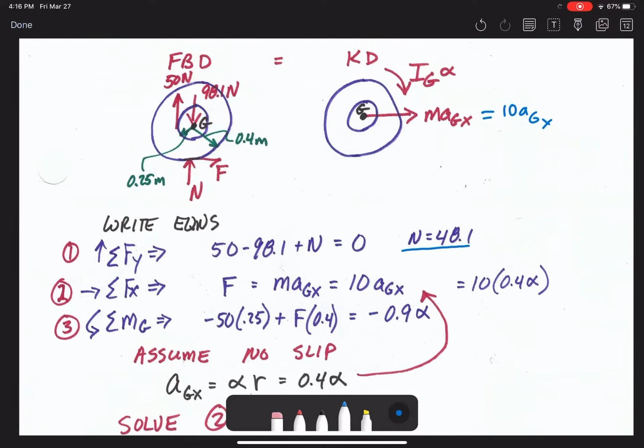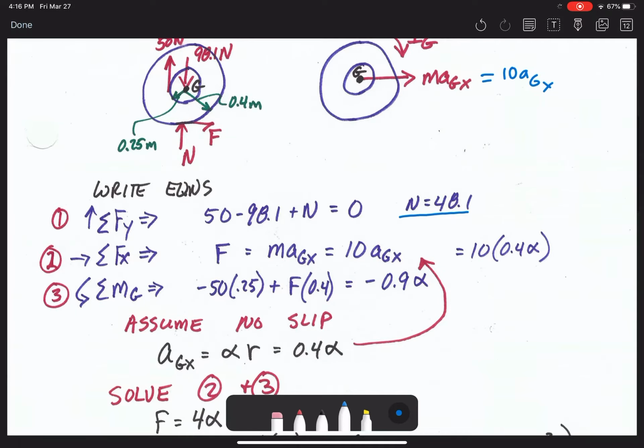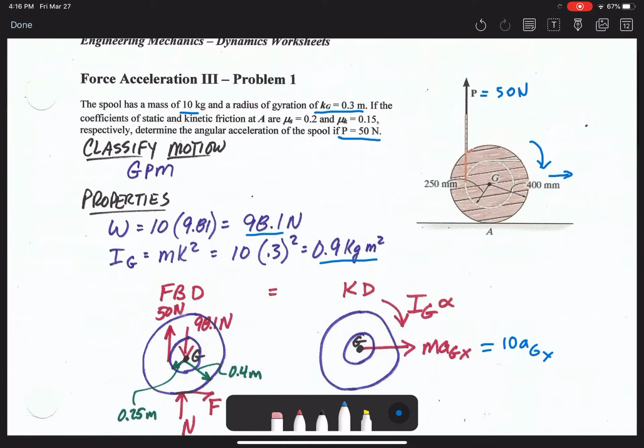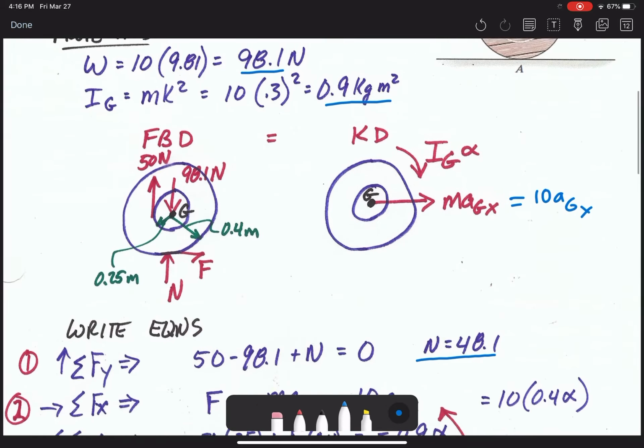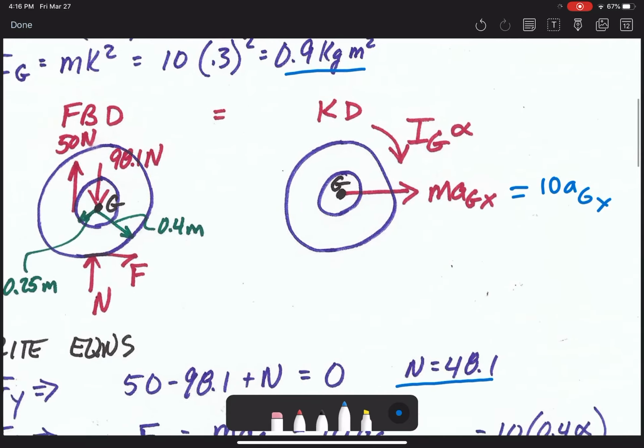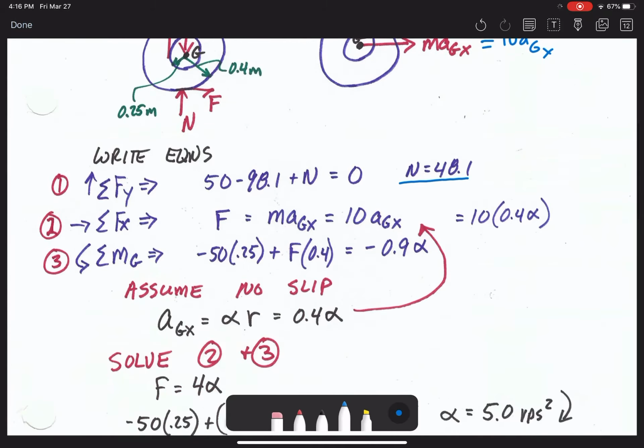So you have that on the free body diagram, moment about G. And for the kinetic term, it's IG alpha. So you have it, 0.9 kilogram meter square. And because IG alpha in your kinetic diagram is clockwise, while you assume counterclockwise in your equation, that's why it's negative there. Okay, so that negative is in that equation.